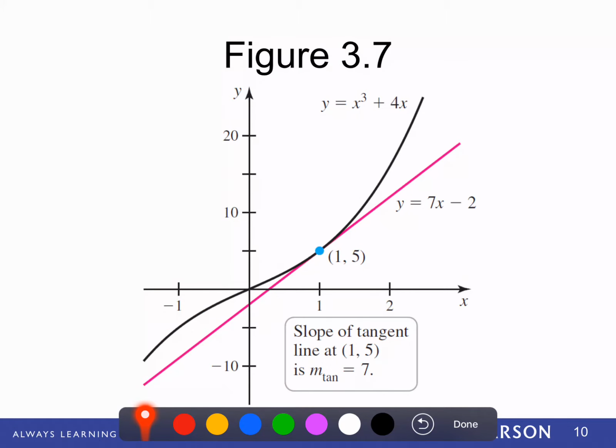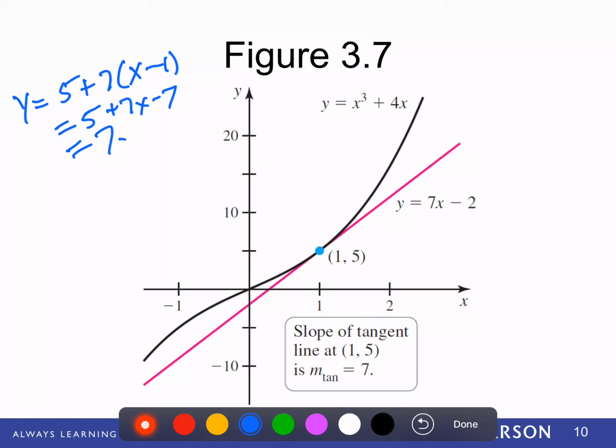Another example here, if I have the function given as y equals x cubed plus 4x, and I know the point is (1, 5), and the slope is 7, I can use the formula mentioned before to get that y equals f of a, which is 5, plus the slope, which is 7, times x minus 1, which is 5 plus 7x minus 7, or simply 7x minus 2. Another calculation of the tangent line, assuming you know the value of the slope at the point. How to come up with this value here is still a little bit hidden, but we'll see that in the coming sections.